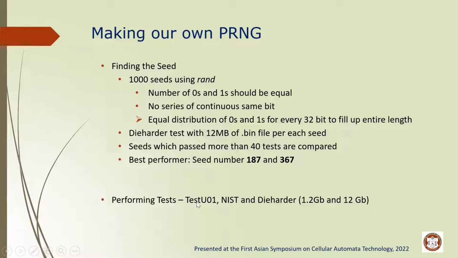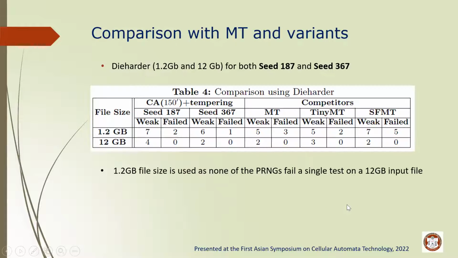We tested with TestU01, NIST and Dieharder. For Dieharder, we have taken two file sizes; I will explain why. First, this is the Dieharder result. For 12 GB, none of our CA or the competitors, Mersenne Twister, TinyMT and SFMT, are failing any test. As we are not getting any failure, we went to the smaller file size, which is 1.2 GB.